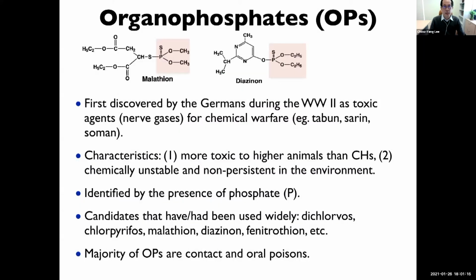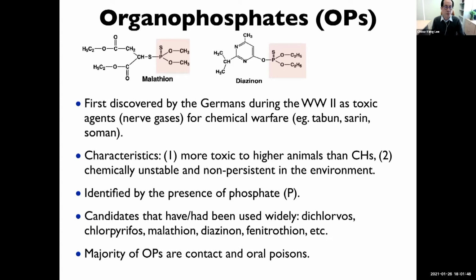The second group is organophosphates, and this was first discovered by the Germans during World War II as a toxic agent in the form of nerve gas for chemical warfare. Subsequently, after the war, more and more compounds were discovered and later used as insecticides. Now, OPs are more toxic to higher animals than chlorinated hydrocarbons. They are also chemically unstable and non-persistent in the environment.